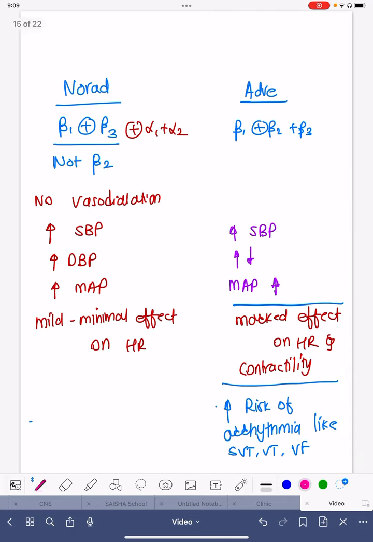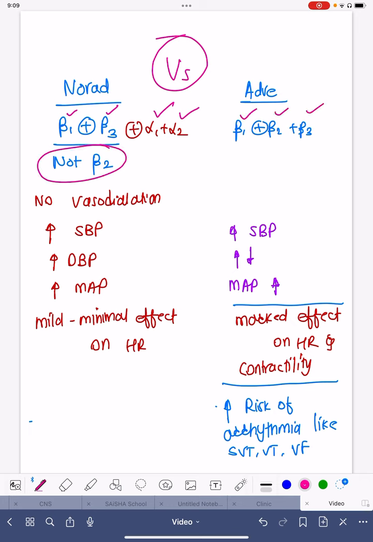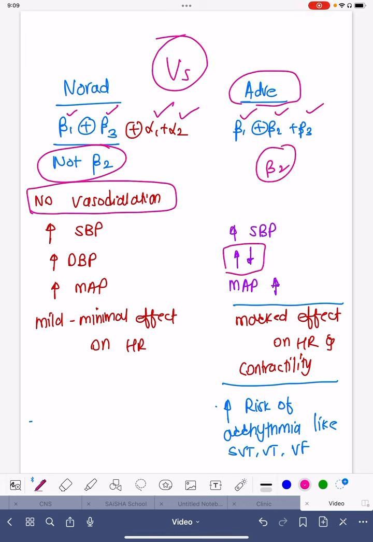are seen with adrenaline. So when we compare adrenaline versus noradrenaline, NORAD has activity mainly on alpha 1, alpha 2, beta 1, beta 3, but not beta 2, whereas adrenaline has activity on beta 1, beta 2, and beta 3. So that is the reason why NORAD doesn't cause any vasodilation, whereas with adrenaline, because of this beta 2 activity, there can be fall in diastolic blood pressure. But because of the significant alpha activity, beta 1 activity, there is increase in systolic blood pressure as well as mean arterial blood pressure with adrenaline.